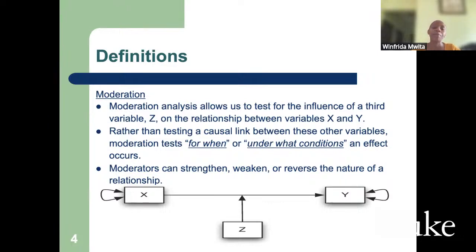And moderators can either strengthen the relationship that you are seeing between your dependent and your independent variable, they can weaken that relationship, or they can even reverse it. So maybe when you do your crude analysis, you might find an increased risk of getting your outcome when you have a predictor X. But when you take into account moderation, you might find that that relationship is reversing. Maybe it's even a decreased risk. So it's very important to take into account moderators.